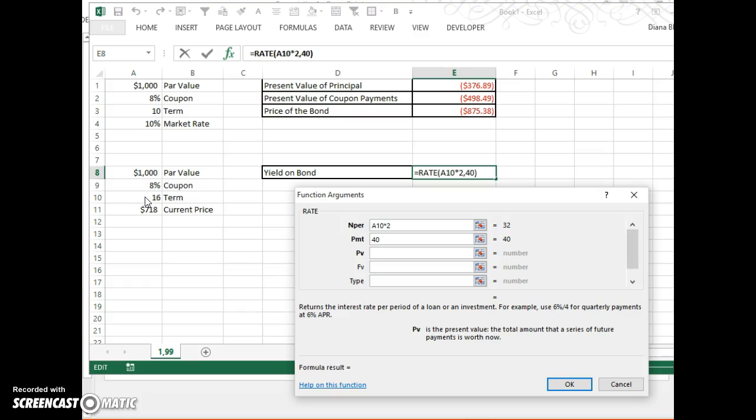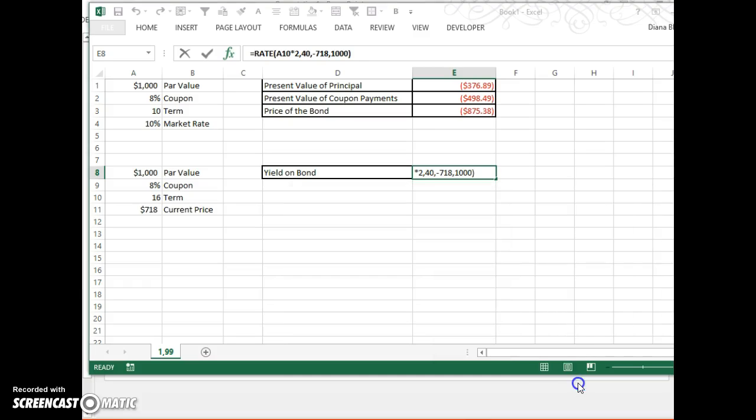Now, the present value of the bond is the current price. I'm writing a negative $718 because that means we're going to pay $718 for the bond in order to receive $1,000 in the future. So the future value is $1,000. That's how much we're going to get back from this investment. And so we put this information into Excel, into the rate function, and it tells us the yield is 6%.